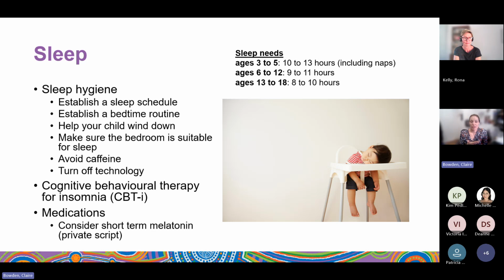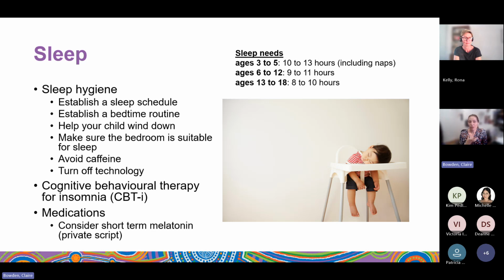So a sleep schedule means that you're trying to go to the same bedtime every night, even on the weekends. Establishing and keeping to a bedtime routine. Using strategies to help the child wind down at night. So busy children often need time to relax. So things like calming music or meditation or reading to them can be important around this time.